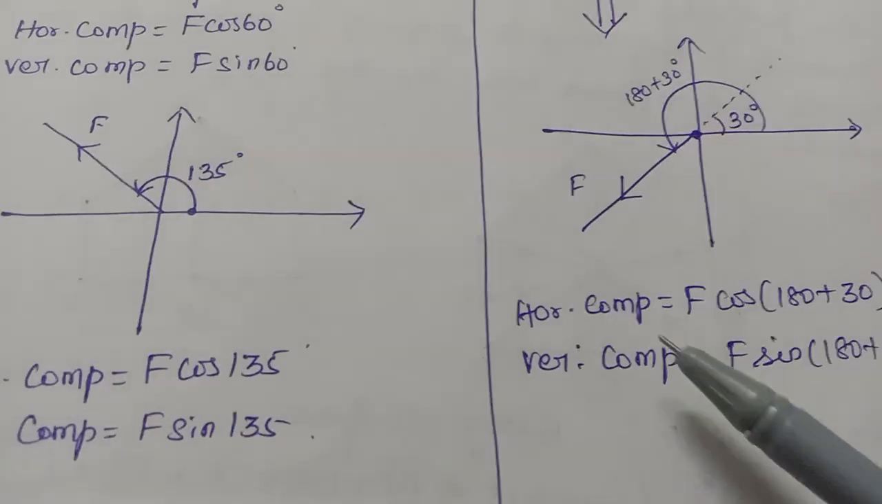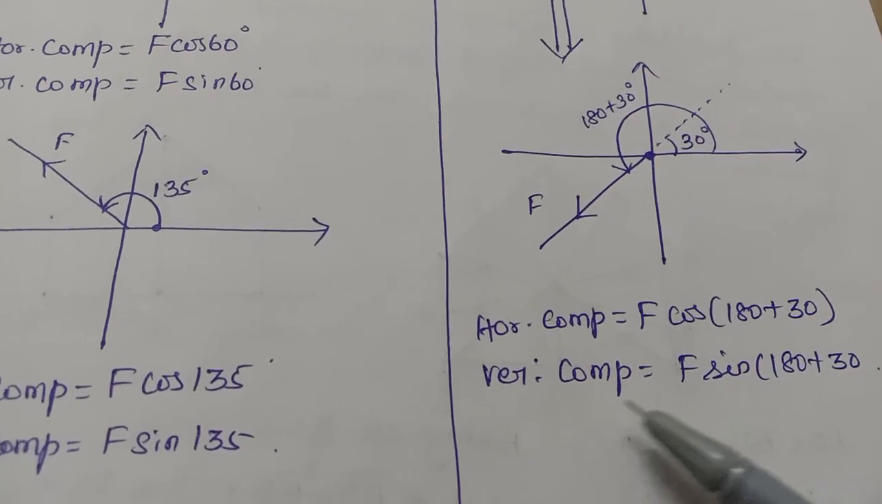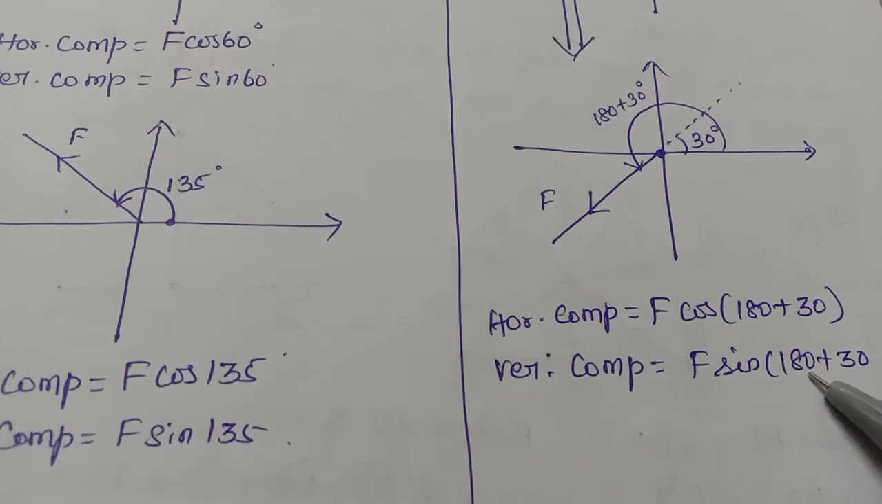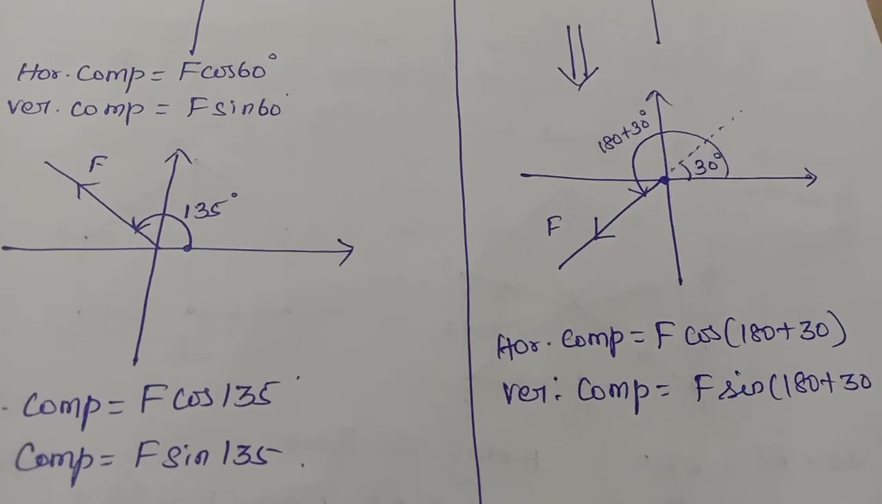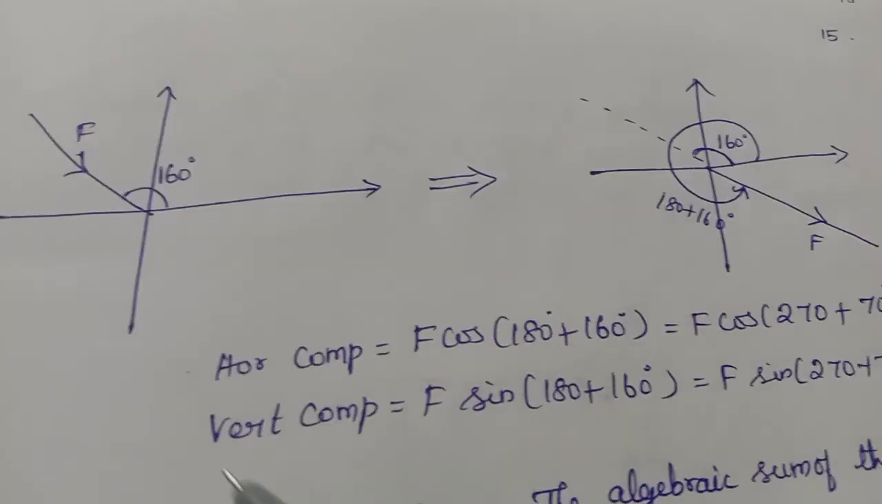So for this particular force, the horizontal component is what? F cos of 180 plus 30, and vertical component is F sin of 180 plus 30. Afterwards, you can do the manipulations. So these are the horizontal and vertical components. One more problem we'll see. Look at this one.